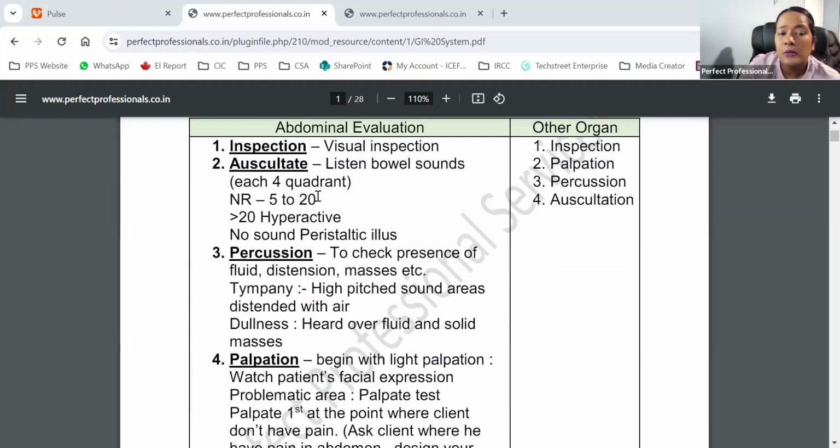Now, why is palpation done last? अगर patient को abdomen pain है, okay, and if you palpate first, then patient will not allow you to do anything else, because patient has abdominal pain. That's why palpation in abdomen is the last one. Inspection, auscultation, percussion, then palpation. Okay.